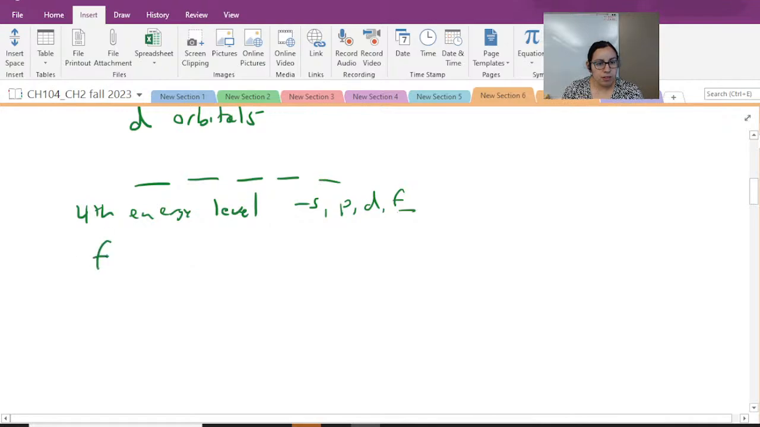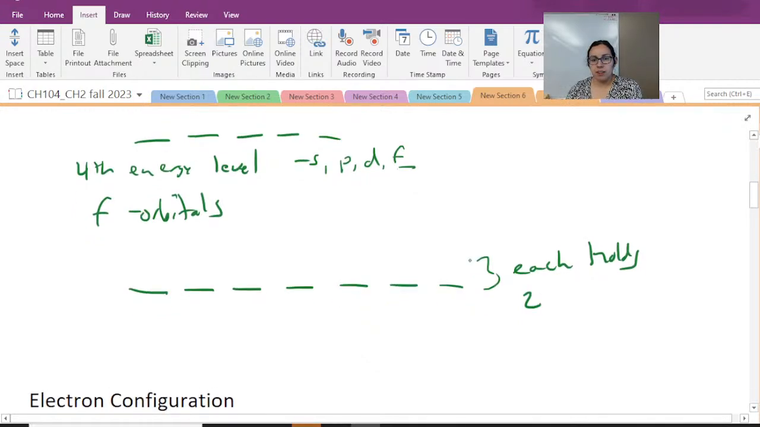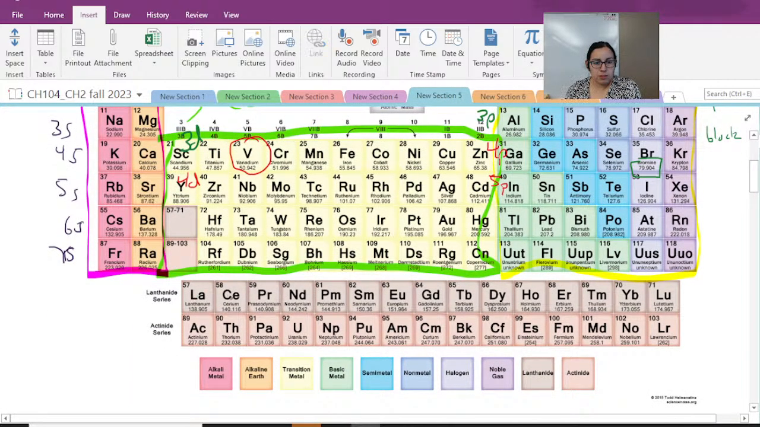So, f orbitals. There are 7: 1, 2, 3, 4, 5, 6, 7. Of course, each holds 2 again. How many total electrons are in our f block across? 14. Right away, we're going to notice a problem: 1, 2, 3, 4, 5, 6, 7, 8, 9, 10, 11, 12, 13, 14, 15. This is where things get awkward.